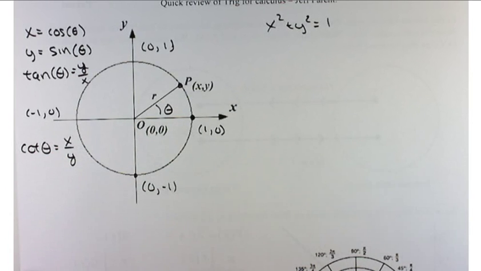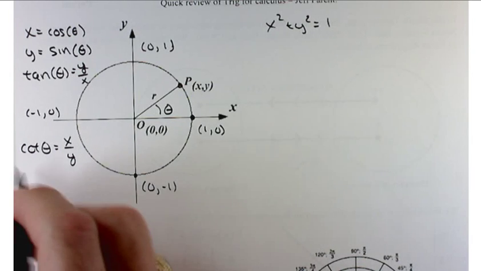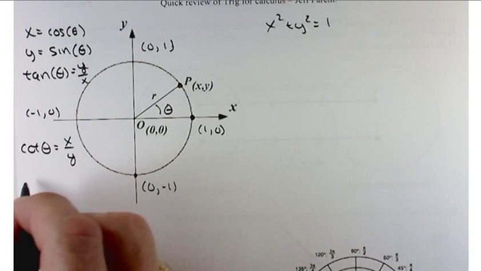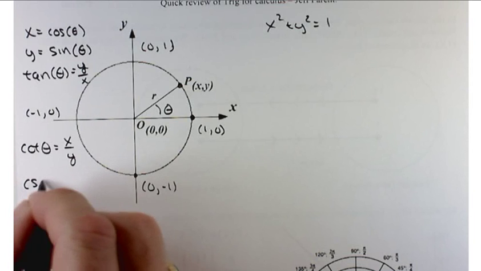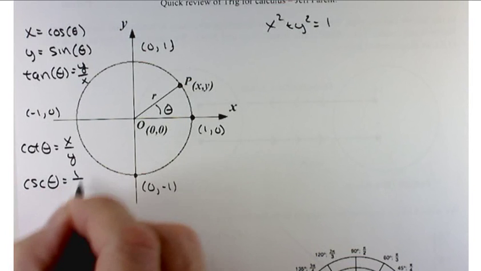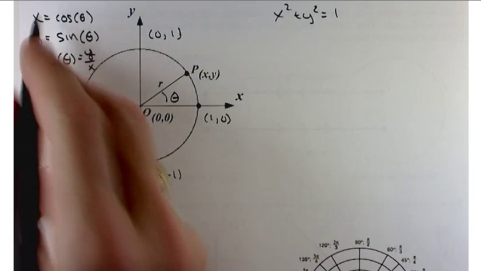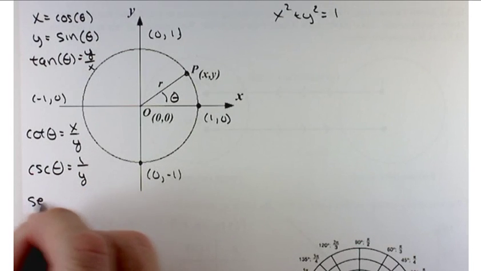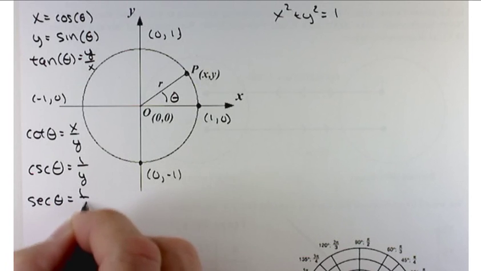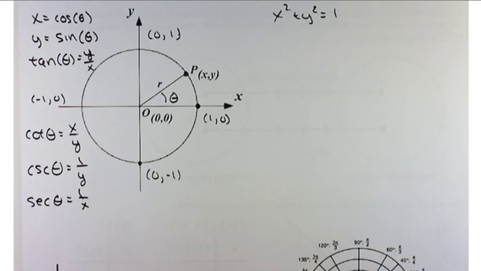And then we also have reciprocals of the other two functions. The reciprocal of the sine is the cosecant. So CSC, cosecant of theta, is going to be 1 over y. And finally, what's the reciprocal of the cosine? Secant of theta is 1 over x. So those are your basic trig functions, and they're going to get a lot of work done for us.